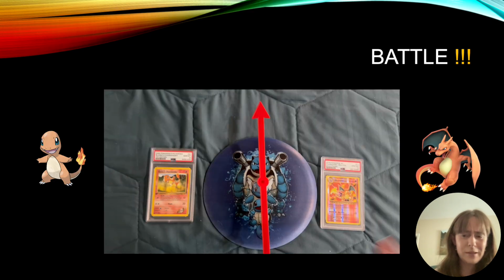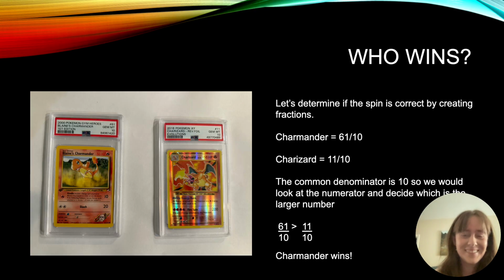Let's go pick the baby. Okay, who wins? Charmander or Charizard? Okay. Charmander, 61 over 10. Charizard, 11 over 10. What's the first thing we're going to look at?